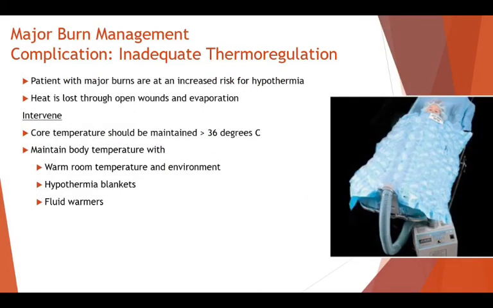Your skin is involved in making sure that you stay warm or cool. Our hairs rise, we shiver, we do things. Patients with a major burn are at high risk of hypothermia because they can't regulate their temperature. And so they will be doing a lot of warm rooms, hypothermia blankets, and fluid warmers.